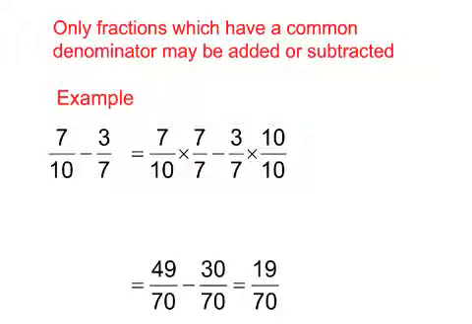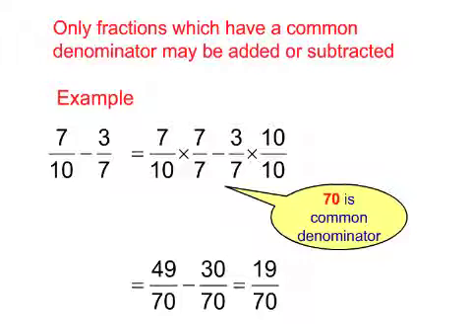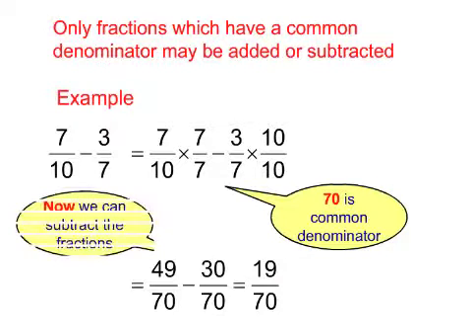Don't forget that only fractions that have a common denominator can be added or subtracted. For instance, in this case, 7/10 minus 3/7. The common denominator here is 70. In other words, 10 will divide into 70, and so will 7. So we have to carry out that process shown on the screen. At the bottom of the slide, we're now subtracting these two fractions to give us an answer of 19 over 70.